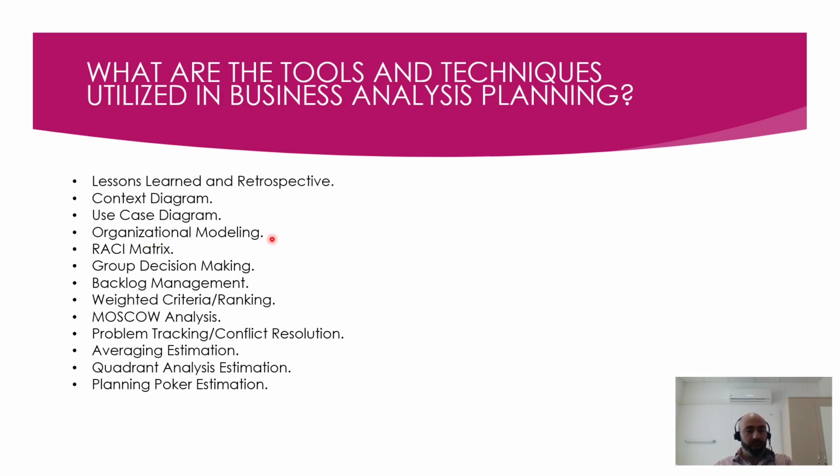Organizational modeling. Organization modeling helps in stakeholder identification and analysis. How? Take a simple example, organigram, or any organizational modeling based on functions, on positions and functions. So all of these documents, all these techniques will be used to come out with identifying and analyzing all the stakeholders in the planning phase.